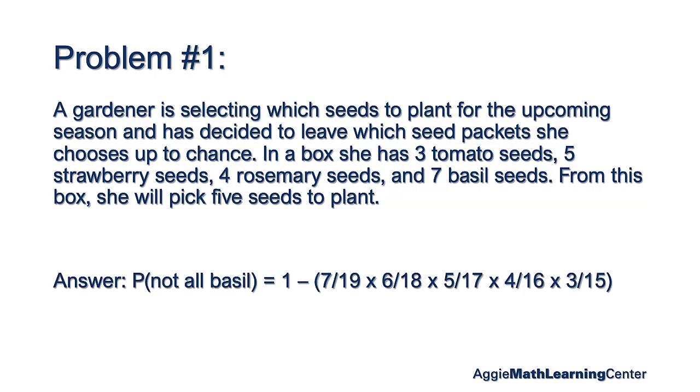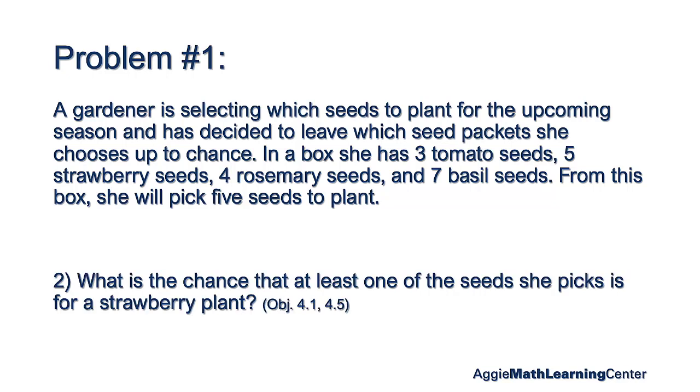Answer. The probability of not all basil is equal to 1 minus 7 over 19 times 6 over 18 times 5 over 17 times 4 over 16 times 3 over 15. Remember, the opposite event of not all is all. To solve for our answer, we must exclude the chance of selecting all basil. Furthermore, since we are taking the seeds out, we must observe dependent multiplication in this problem. This is why we are changing our numerator, which represents the number of basil seeds, as well as the denominator, which represents the number of total seeds in the box.